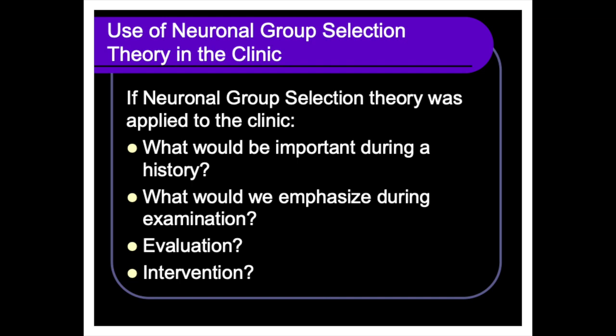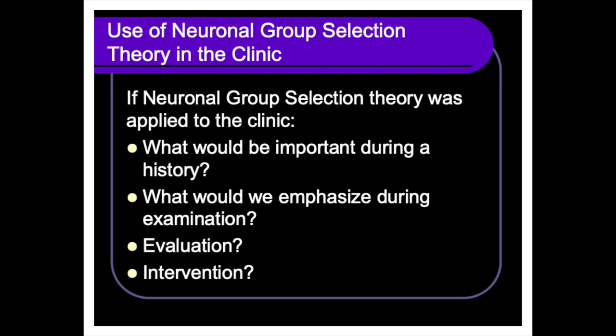All right, so now that you've had a chance to think about how neuronal group selection will impact us as physical therapists in the clinic, let's talk through some ideas that I have. And again, these are not all inclusive, but maybe highlight some areas, and maybe you have something different. And if you do, I'd love to hear you share it. Maybe we can put together a time that we actually share these as a group.